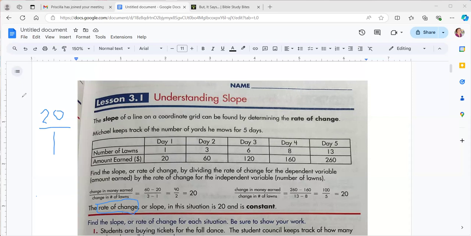So another word you're going to hear us start throwing around, which I haven't yet with my class, is that we have an independent variable and a dependent variable. So the top one, the number of lawns, is independent because he gets to choose that. You know, he can be like, I'm going to mow 2 lawns today. I'm going to mow 5 lawns today. And then the money he earns depends on how many lawns he mows. So we have the independent variable and then the dependent variable.